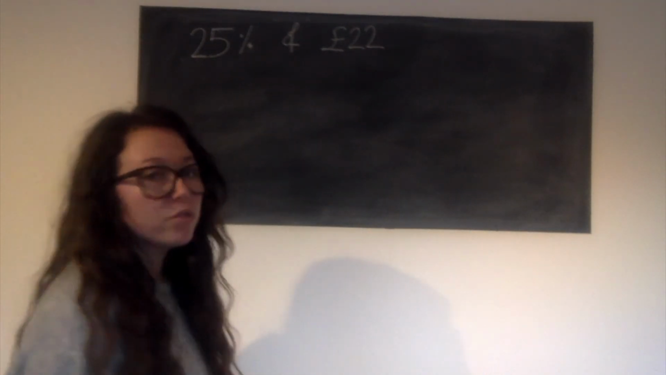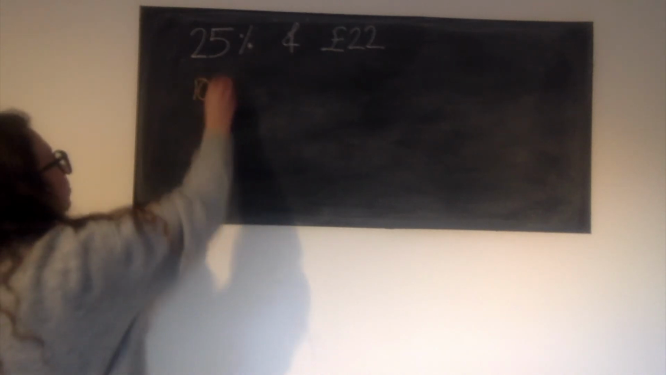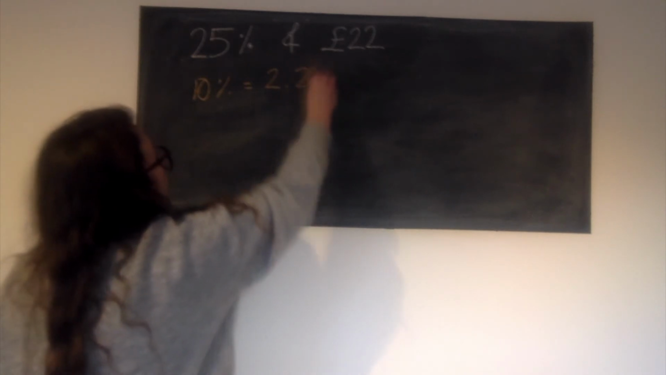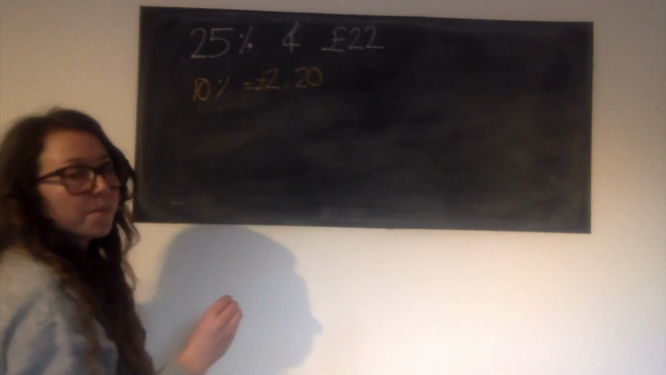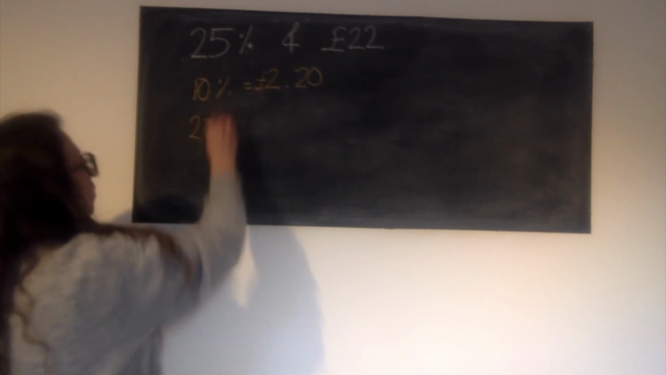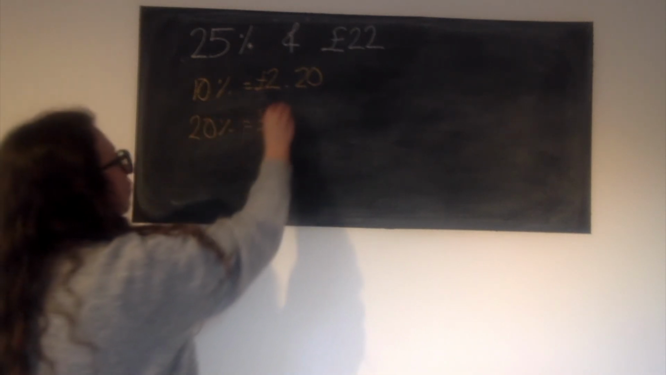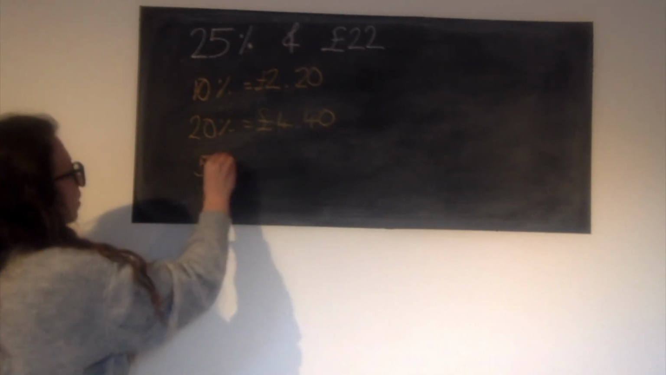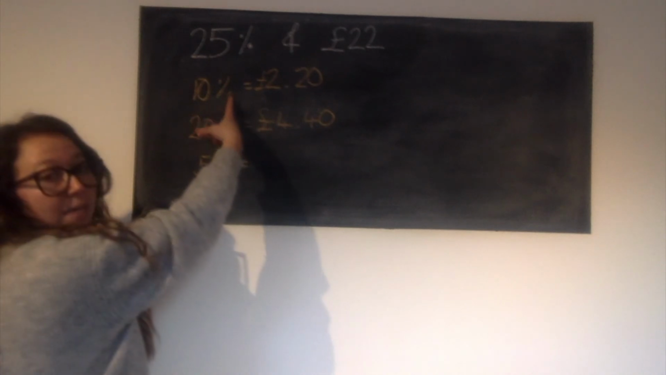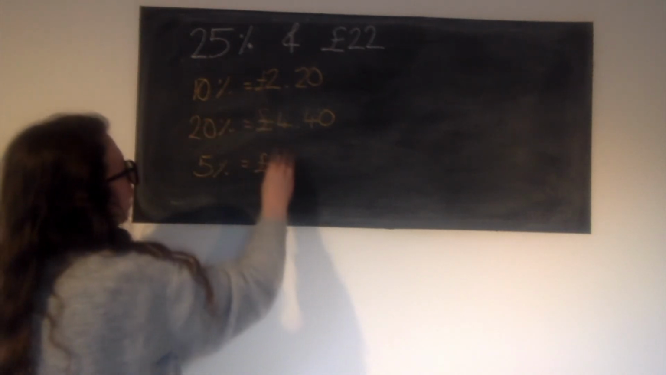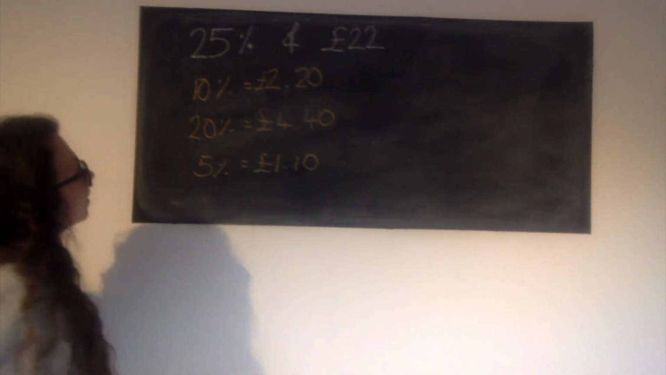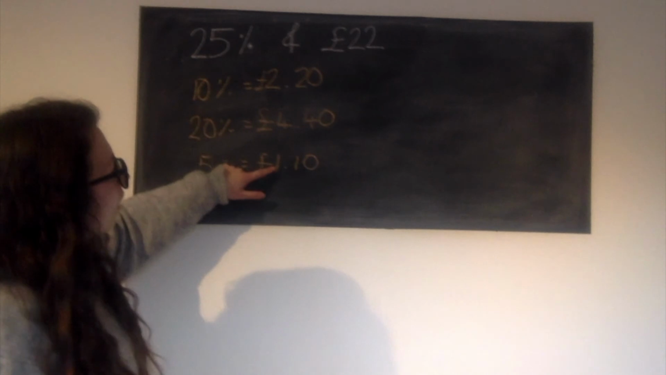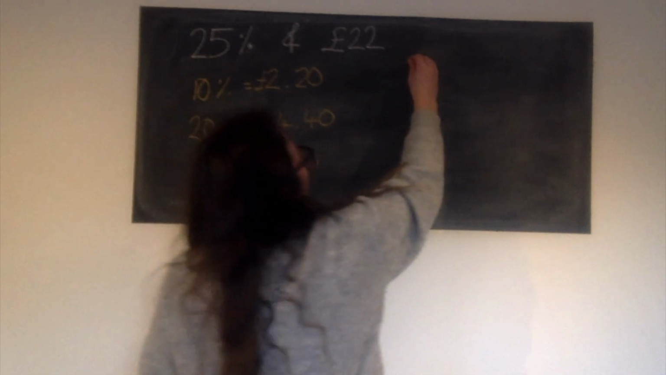So using that method we were doing earlier, start off with 10%, divided by 10 is 2.2. Well, we're thinking in money, so that's actually £2.20. 20%, we can double that, so that gives us £4.40. And then 5%, remember we can halve our 10%, so that gives me £1.10. Now I want 25%, remember, so I need to add these two together, so that gives us £5.50.